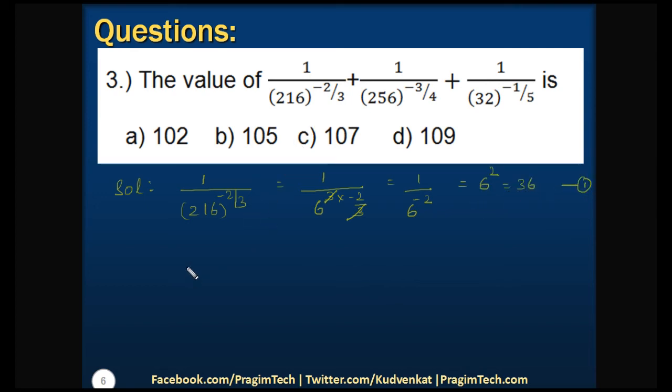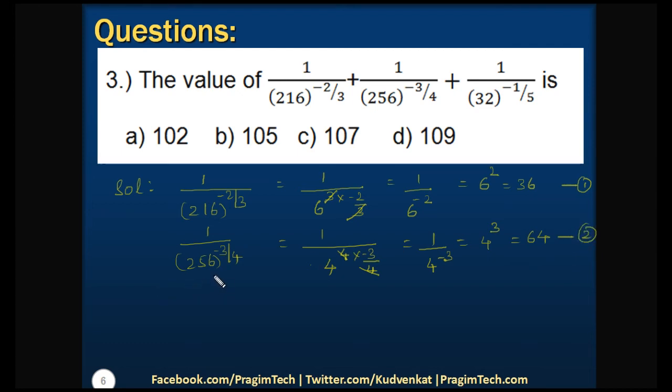Now take the second term, 1 by 256 to the power minus 3 by 4. So this is equal to 1 by 256, we can write it as 4 to the power 4 into minus 3 by 4. Here we can cancel out 4 and 4. So this will be equal to 1 by 4 to the power of minus 3, or we can write it as 4 cube, that is equal to 64. Now let's name this as 2, right?